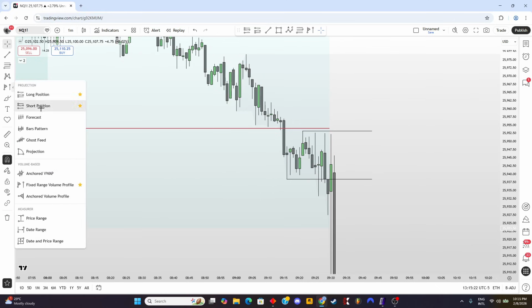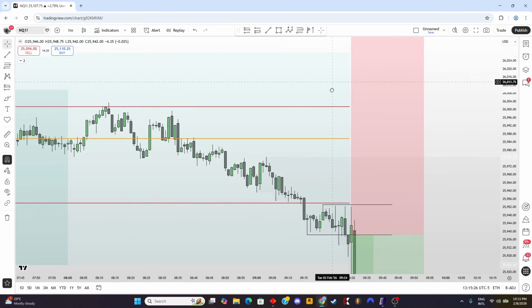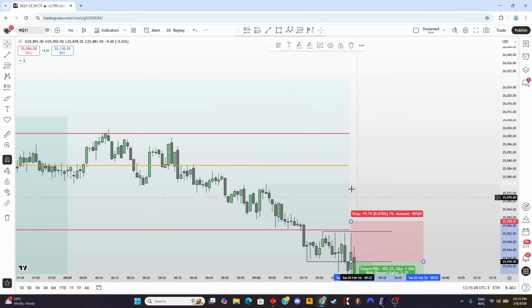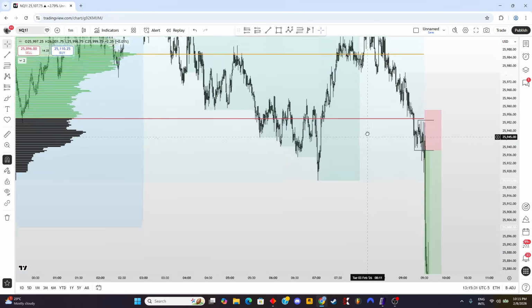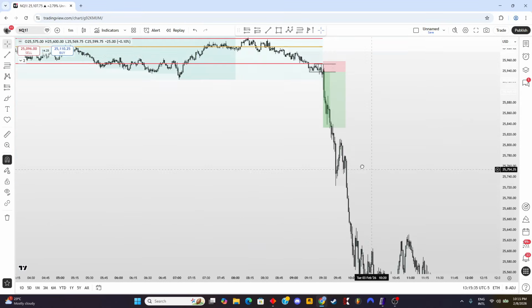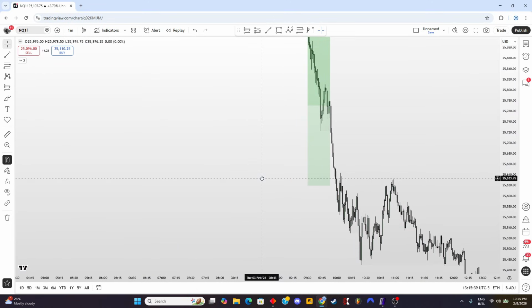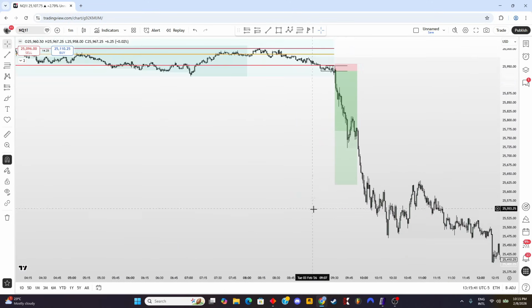What you could have done here is taken an entry on the retest and put your stop above the value area high, which is right here. And guys, look at that. Look at that move. Is it clear, guys? Is it clear?